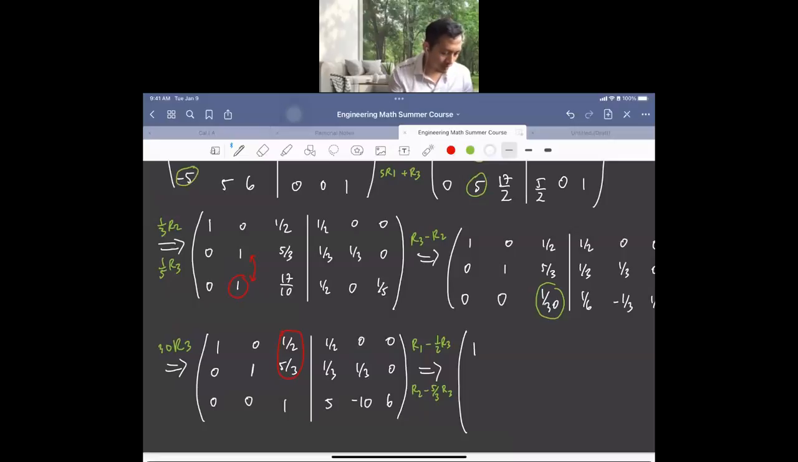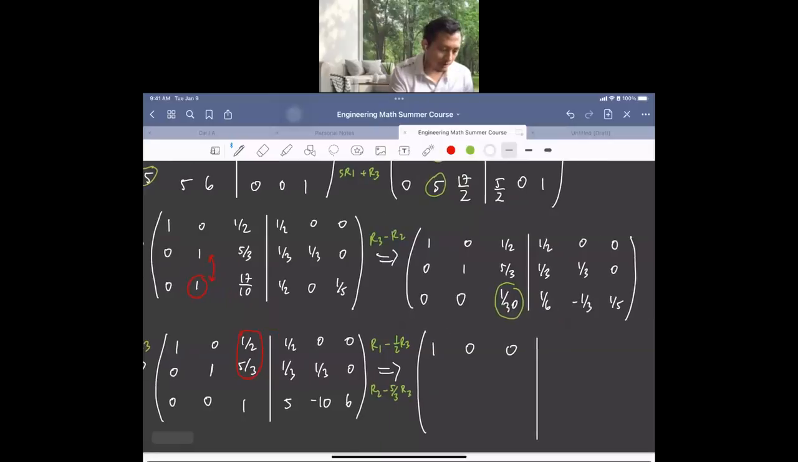So let's do that. So 1 R1 minus 1/2 R3. So it will be 0, 0. And half minus 5/2 is negative 4/2 or negative 2. And 0 minus 10 is 5. So it's 5. And 0 minus 6/2 is negative 3. So that's for the first row.